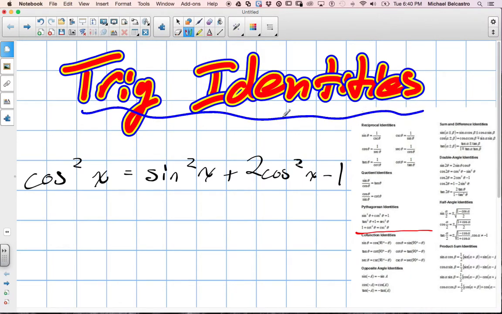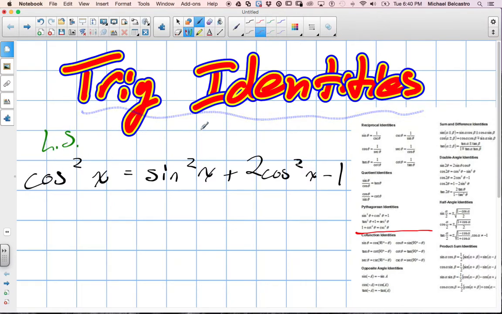A trig identity here. They've given us one side is equal to the other. The left side, which is cos squared x, is equal to the right side of the equation, sine squared x plus 2 cos squared x, minus 1. So we need to figure out how to turn sine squared x plus 2 cos squared x minus 1 into cos squared x.